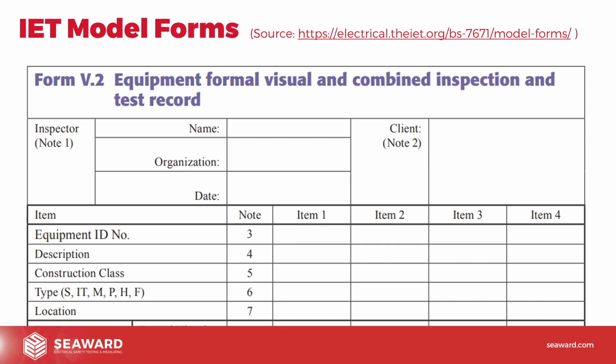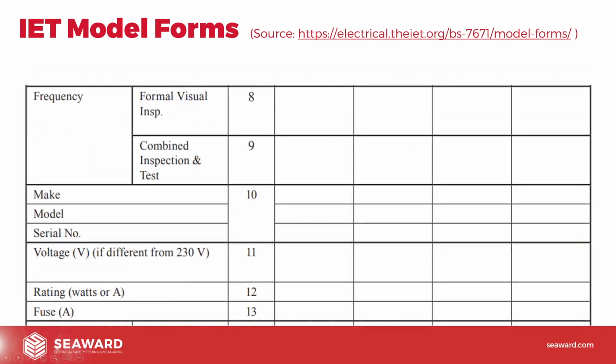And then location, again, that's the information that we talked about from the asset register. What location is it actually in? Where is it stored? So moving on down, next box would again be the frequency for the formal visual, combined inspection and test. Again, that data is taken from the asset register, so it's just copying it over.